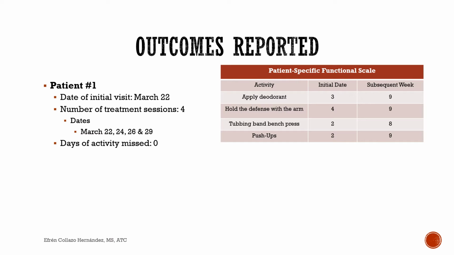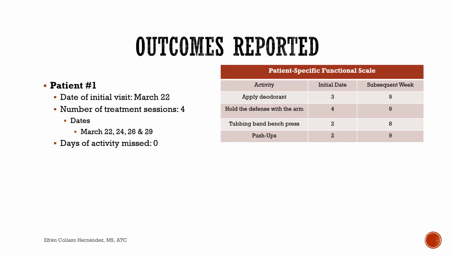And he cannot hold the defense with the arm. If he has to fight a little to hold position in the game and hold the defense on the arm, he was not able to do it at 100%. He marked that at 4 at the initial date, and then it improved to 9. Two-wing bench press was a little difficult for him. He tried to do it, but classified it as a 2, and the following week he could do at least an 8. And push-ups, he was not able to do really good push-ups. It was a 2, and then the next week it moved to 9.